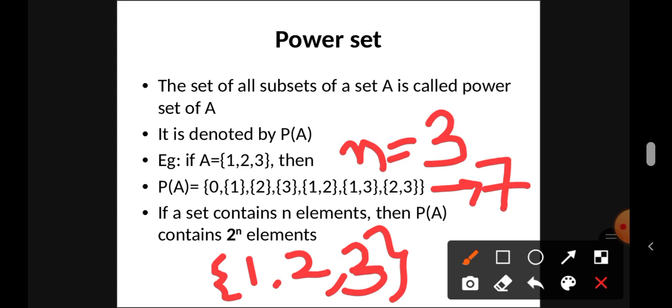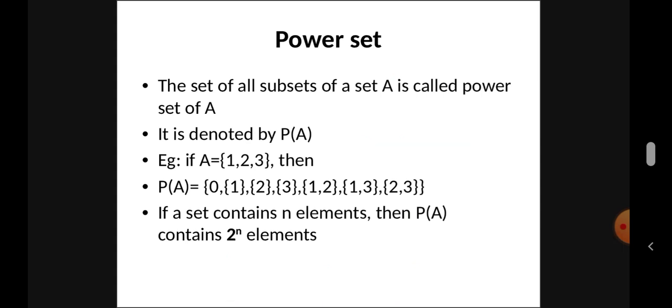So 2 raised to 3. That means 2 raised to 3 is equal to 8. So if we have n elements, then we will have 2 raised to n elements in the power set.